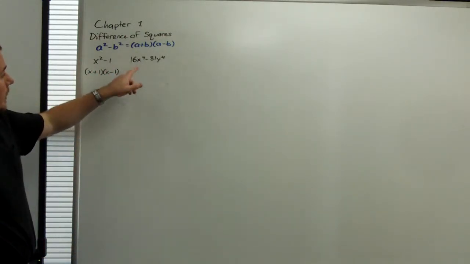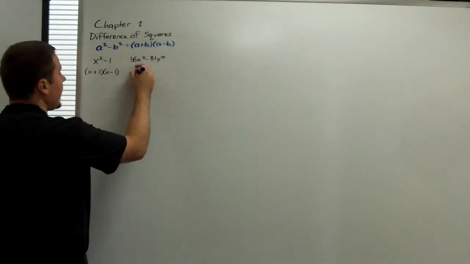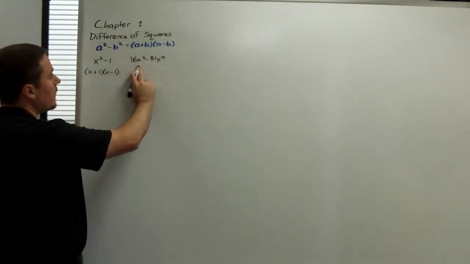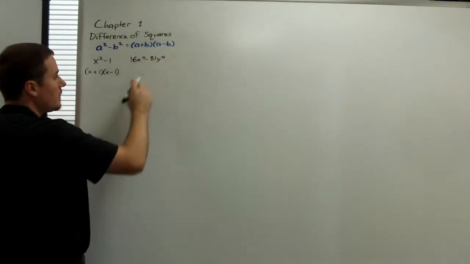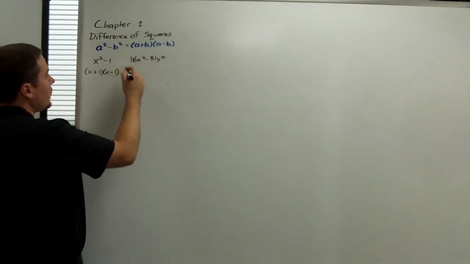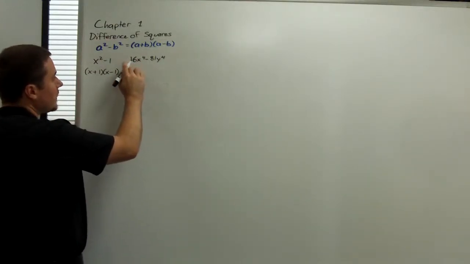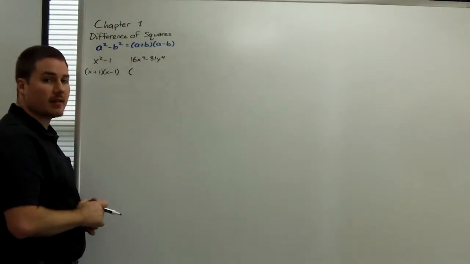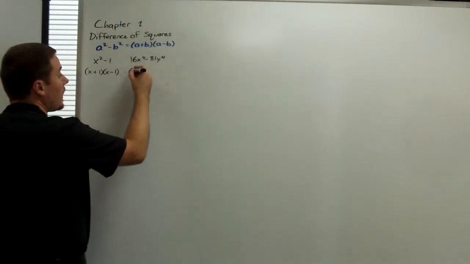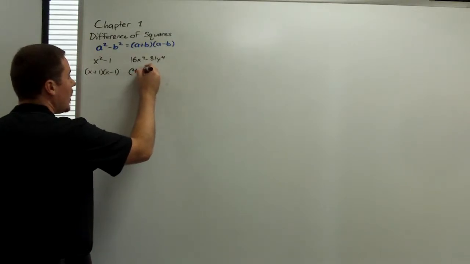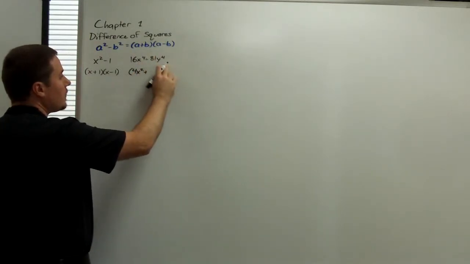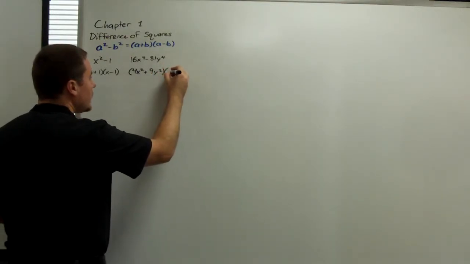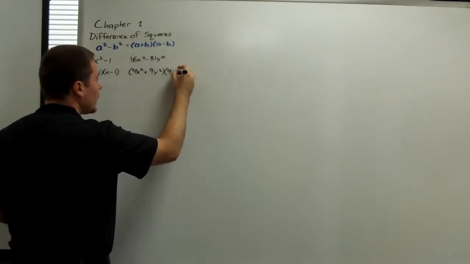For example, in this problem, I have to factor it. So 16 is a perfect square, x to the fourth is a perfect square, 81 is a perfect square, as well as y to the fourth. So each term is going to consist of the square root of the original. So the square root of 16x to the fourth is 4x squared, plus the square root of this term, which is 9y squared. The second binomial is the same exact thing, but with opposite sign.